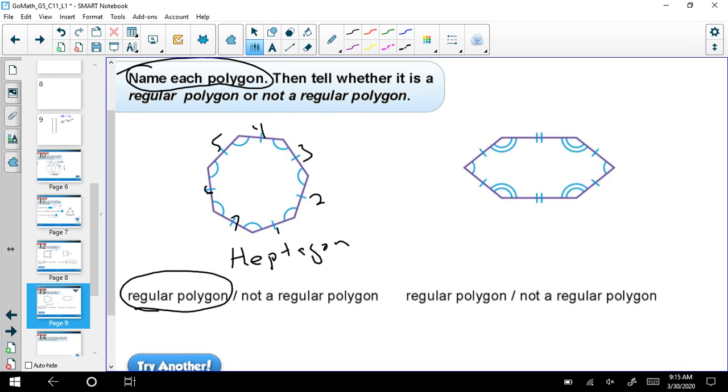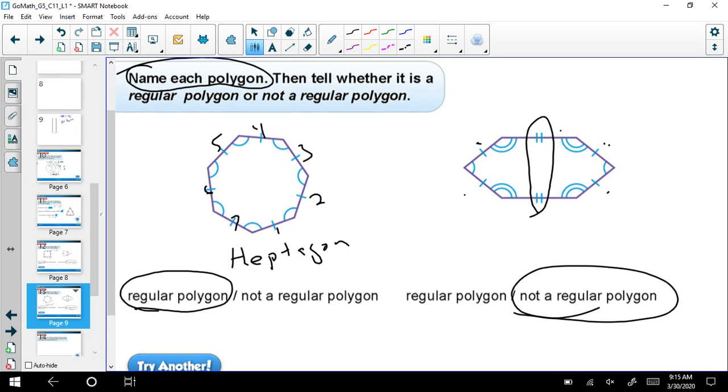All right, the one on the right here, regular or not regular. And of course, this one we see that these two are different than all of the other sides. So this one is not a regular polygon. Now let's name it. Hopefully we can see that there are 1, 2, 3, 4, 5, 6 sides. And so a 6-sided figure is a hexagon.